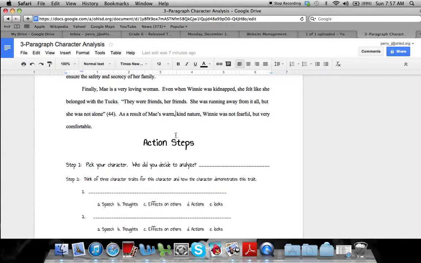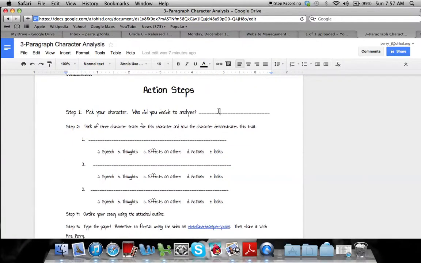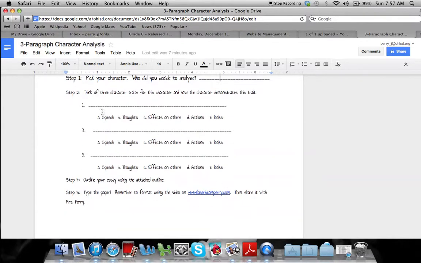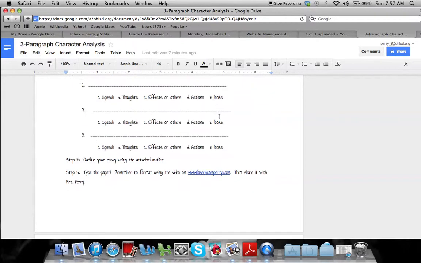So now you have to take your action steps. Pick a character. Who do you want to analyze? Think of 3 character traits for that character. And how is that character trait revealed? Through speech, thoughts, effects on others, actions, or looks. Remember, don't do 2 of the same one. Make it different. Vary your choices.